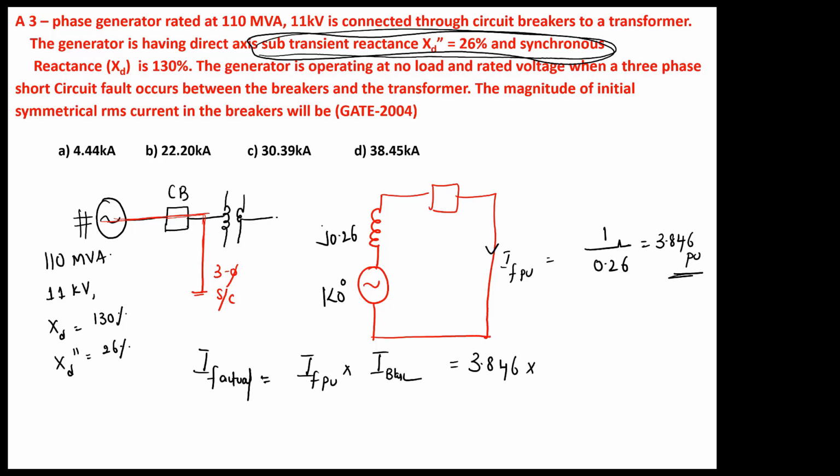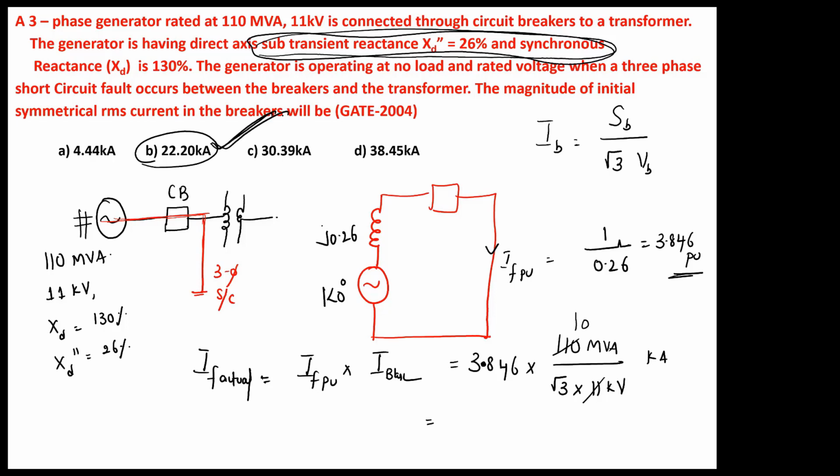3.846 multiplied by the base current. What is the formula we have already discussed in the previous class? SB divided by √3 into base voltage. Here three-phase base MVA is 110 MVA, divided by √3 into the base voltage of 11 kV. So if you calculate, 3.846 multiplied by 110 divided by 11√3, you get 22.2. So 22.2 kiloamperes is the fault current that flows through the system.